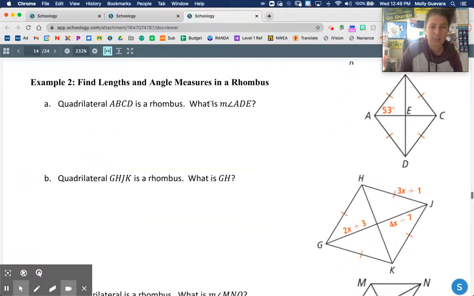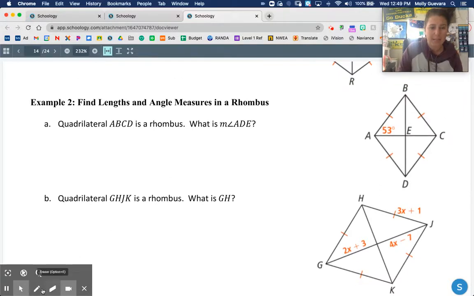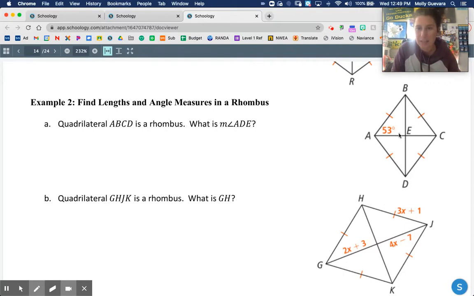Let's look at example 2. It says quadrilateral ABCD is a rhombus, so all four sides are the same, right? They cross at 90 degrees. Okay, what is the measure of ADE? So ADE, this is what I'm trying to find right here. That's my X. So I'm gonna draw this triangle separately. I think sometimes it's really helpful. So here's E, here's D, and here's A.